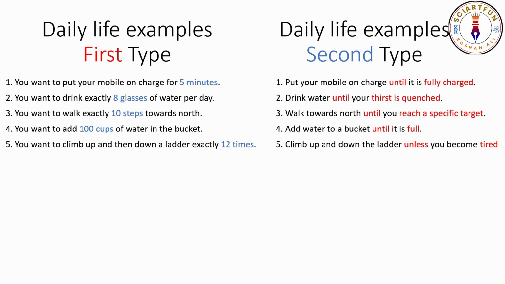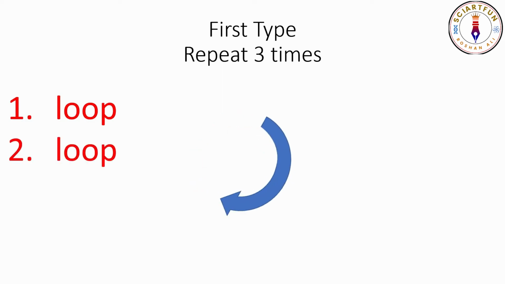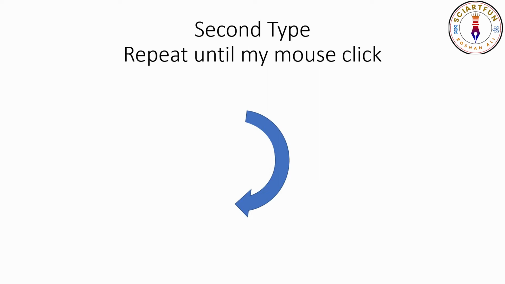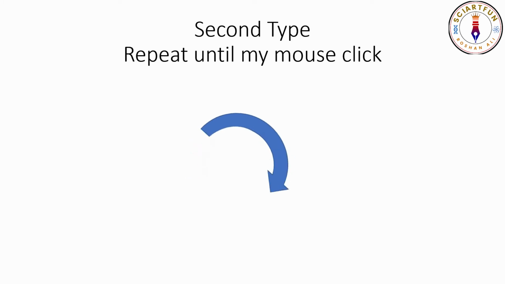Now let me differentiate these two kinds of loops through animation. First kind of loop. This arrow will cycle 3 times. It will happen like this. Loop 1, loop 2, and loop 3. In the second kind of loop, the arrow will repeat until we click on the mouse button. In this example, you don't know the number of cycles, you just know the condition, that is mouse button is clicked. Okay, now I'm going to click the mouse button. You see, the arrow has stopped rotating.